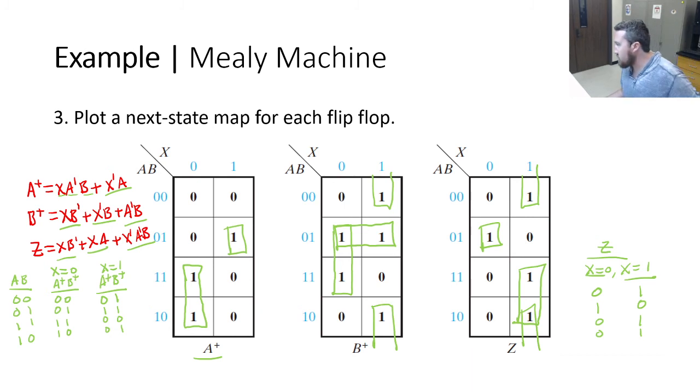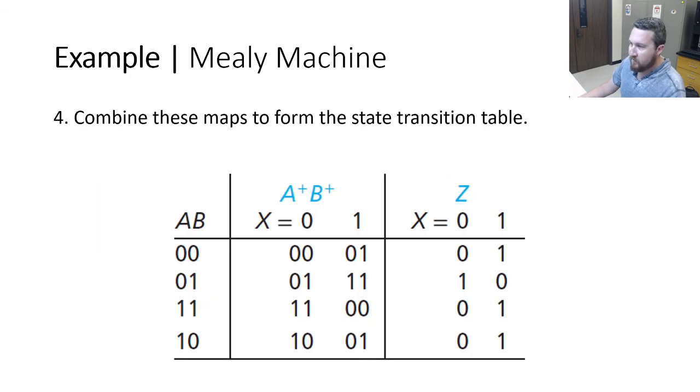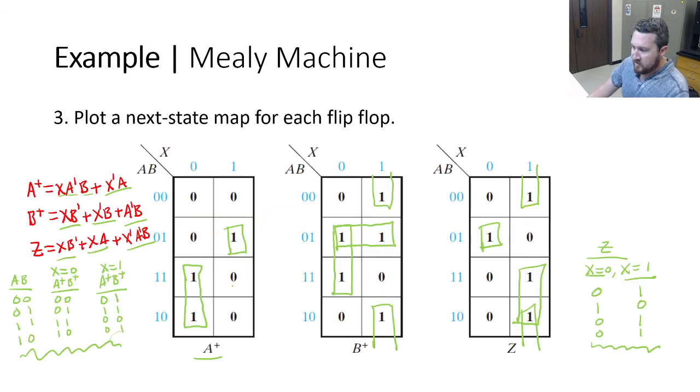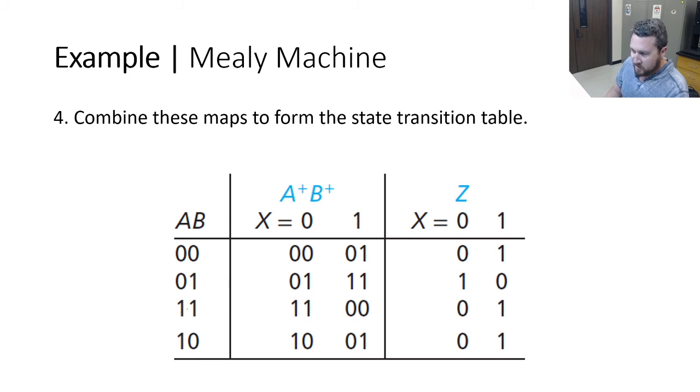So, any questions about how we derived these columns using our K-map from our characteristic equations? Okay, all right. Step 4 then is do what we just did, combine these maps to form the state transition table. And you can see, if you go back and look at the annotations, it does line up. And so now we'll build our state table using the exact same method.